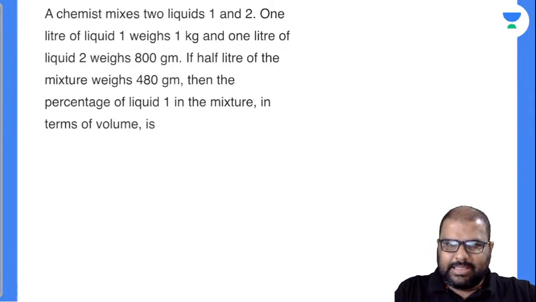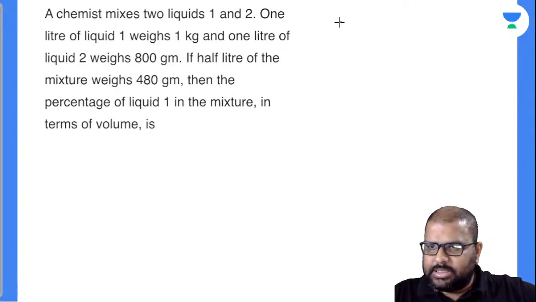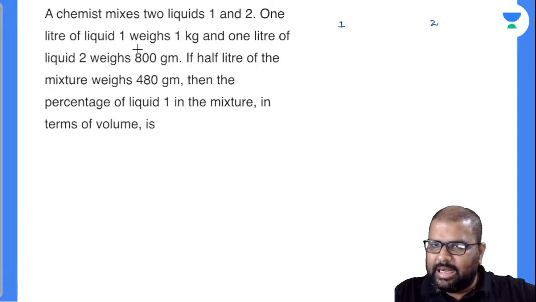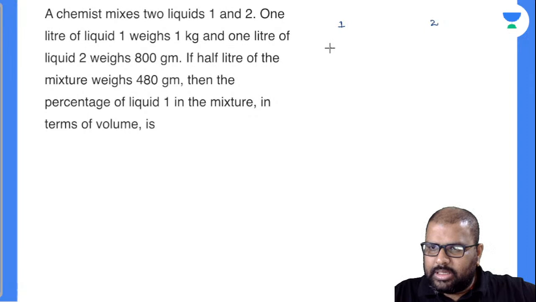A chemist makes 2 liquids. Let us suppose they are given as 1 and 2 liquids. 1 liter of one liquid weighs 1 kg, so let us suppose take this as 1000 grams. Why I am taking this, you can understand. 1 liter of liquid 1 weighs 1000 grams, and 1 liter of second liquid weighs 800 grams.